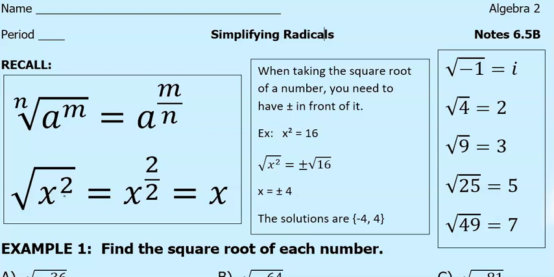To get rid of a square, you take the square root. The square root of x squared is x to the 2 over 2 power, which is 1, so that equals x. If there's nothing right here, you assume there's a 2.